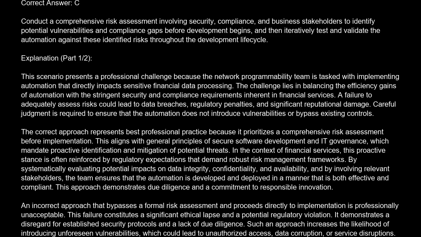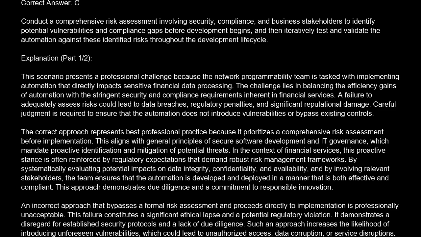Conduct a comprehensive risk assessment involving security, compliance, and business stakeholders to identify potential vulnerabilities and compliance gaps before development begins, and then iteratively test and validate the automation against these identified risks throughout the development lifecycle. Explanation. This scenario presents a professional challenge because the network programmability team is tasked with implementing automation that directly impacts sensitive financial data processing. The challenge lies in balancing the efficiency gains of automation with the stringent security and compliance requirements inherent in financial services.